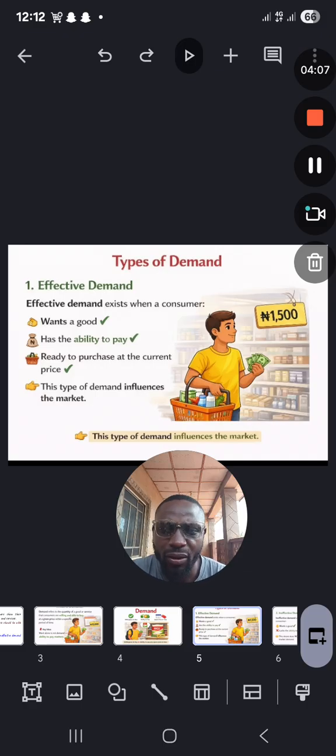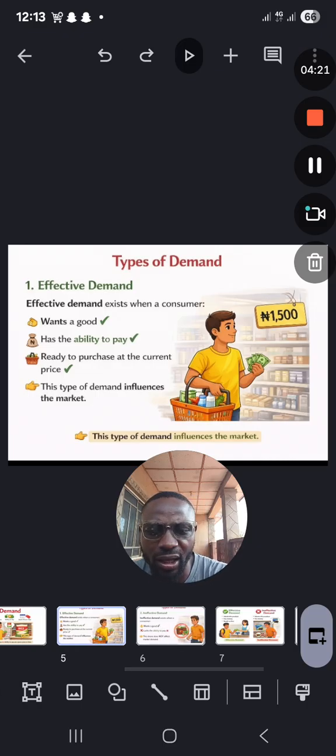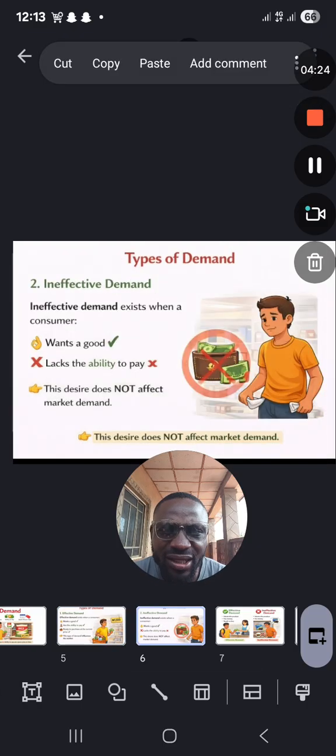Okay. Now, when the four key terms of demand are fulfilled, we call that effective demand, so what is an ineffective demand? Let's look at it. An ineffective demand exists when a consumer wants a good but lacks the ability to pay. This desire does not affect market demand, right? The desire does not influence demand in any way. Now, I can go to the market because I'm willing to own a commodity. I'm willing to buy something from the supermarket.